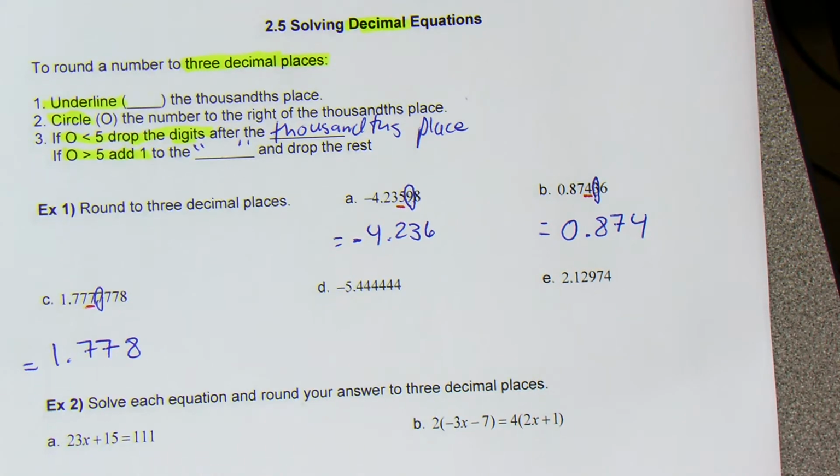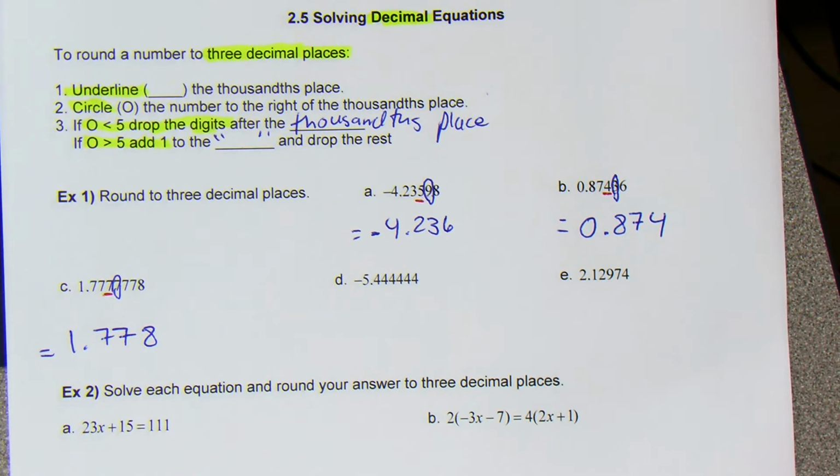In the last video, we went over the rules. We kind of introduced rounding to 3 decimal places. So if you have not watched that video, please go back and watch that video now, because this will not make sense if you have not watched that one, okay? So let's move on to example 1D.